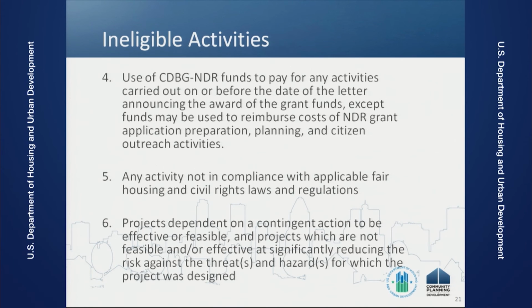Any activity that's not in compliance with applicable fair housing and civil rights laws and regulations is also an ineligible activity. Projects dependent on contingent action to be effective or feasible, and projects which are not feasible and/or not effective at significantly reducing the risk against the threats and hazards for which the project was designed, will also be ineligible activities and not eligible for CDBG-NDR funding.